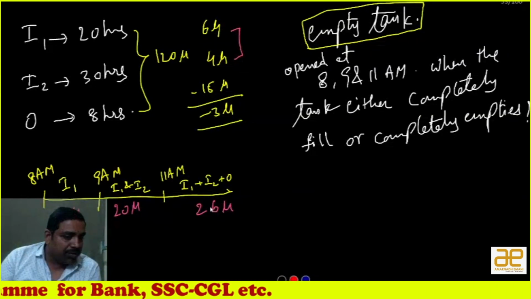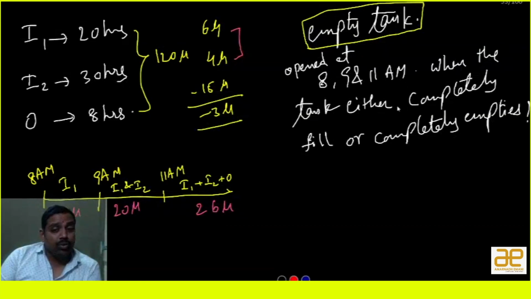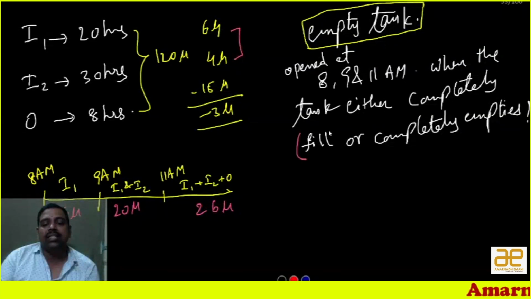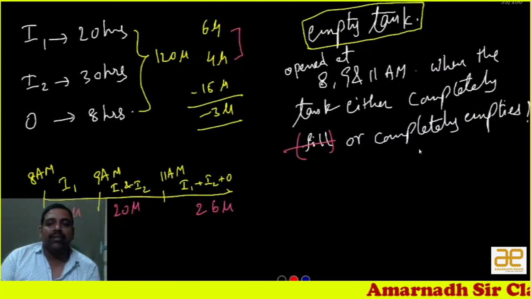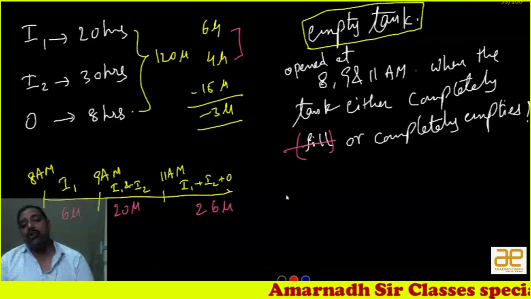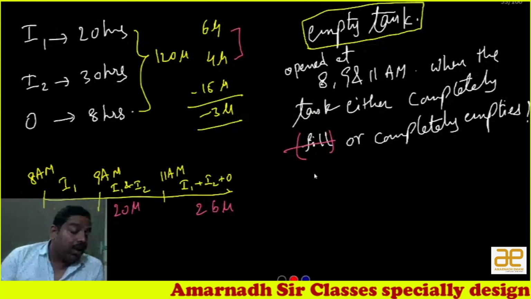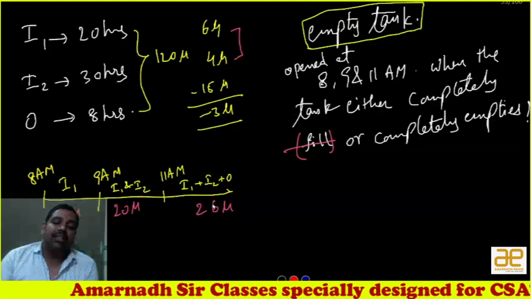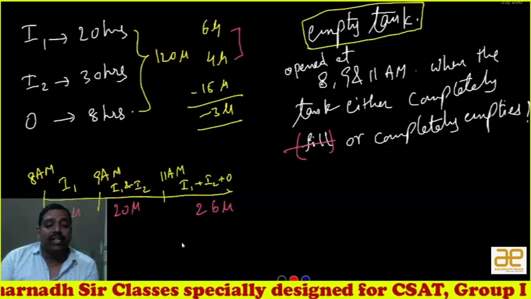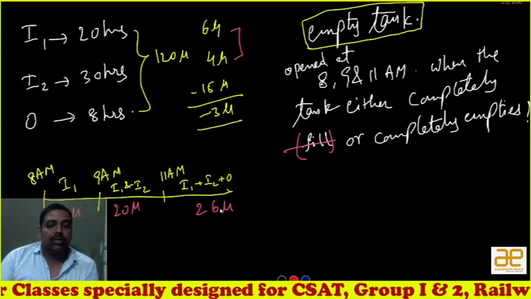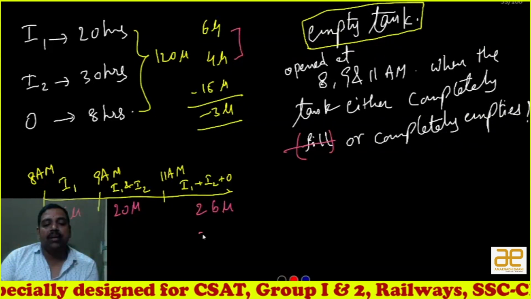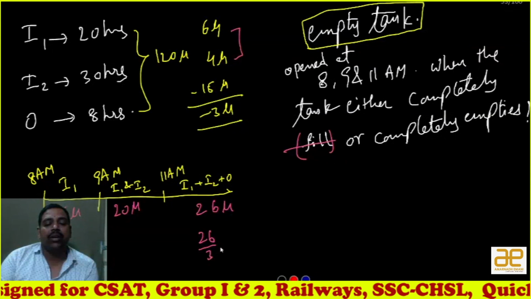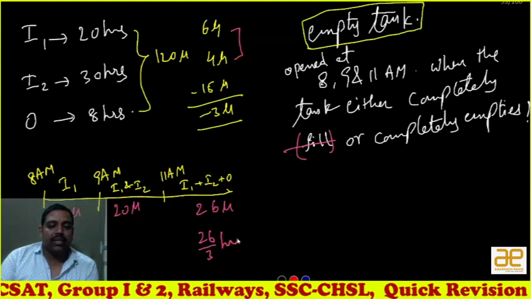Okay, do you understand so far? Since the outlet's capacity is more, it will not fill. It will empty, right? But it is not a full tank, and at the same time it is not an empty tank. It's a tank where 26 units are available. So 26 units by 3 is the time required to empty. So those many hours.